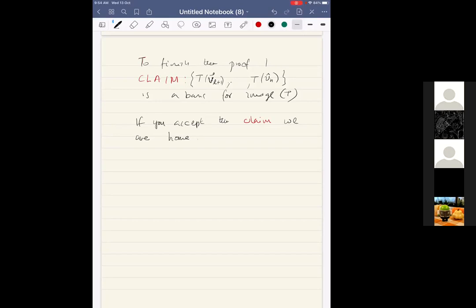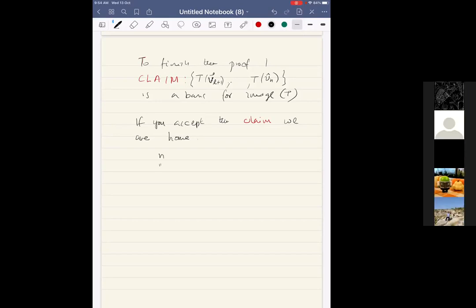Is this clear? Why? Because n, the dimension of V, is L plus n minus L. This is the dimension of the kernel of T, and this is the dimension of the image of T by the claim. So if you accept the claim, the proof is finished. Is this clear to everyone? Shakti, are you happy with this? Yes, sir. So now I have to actually prove the claim.